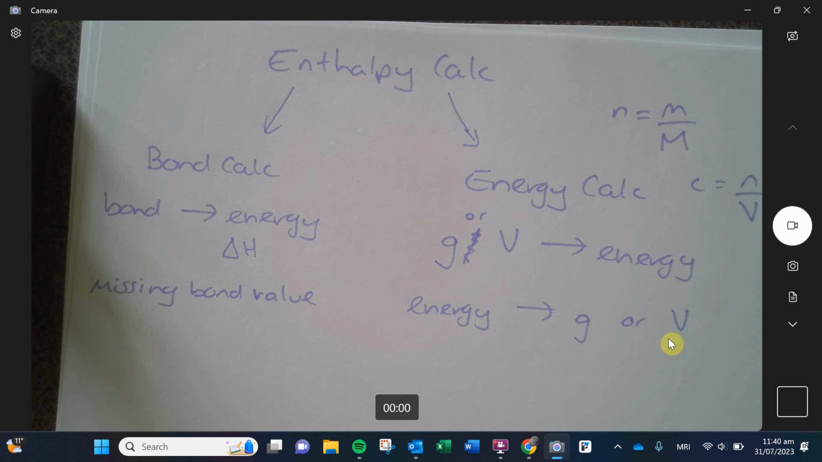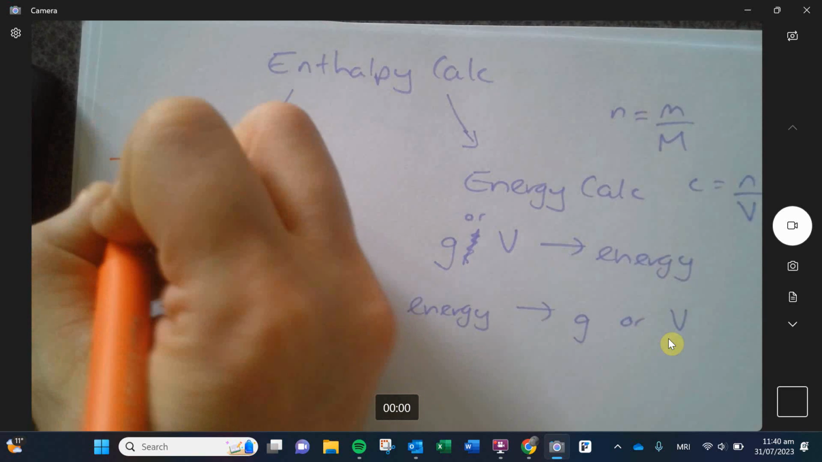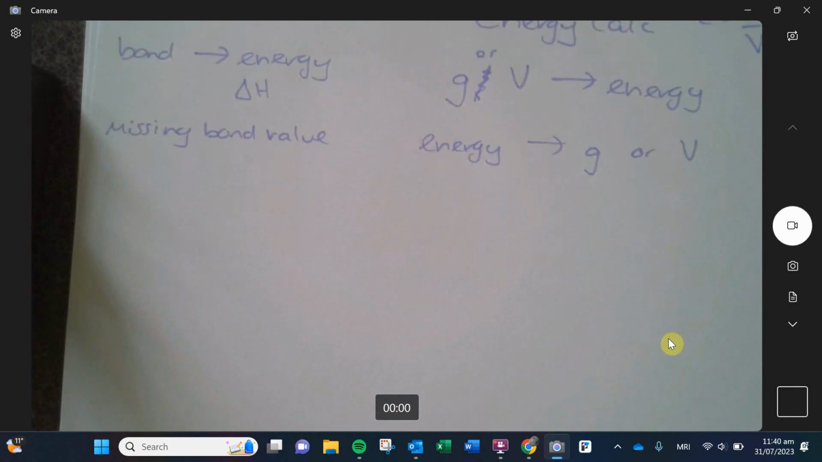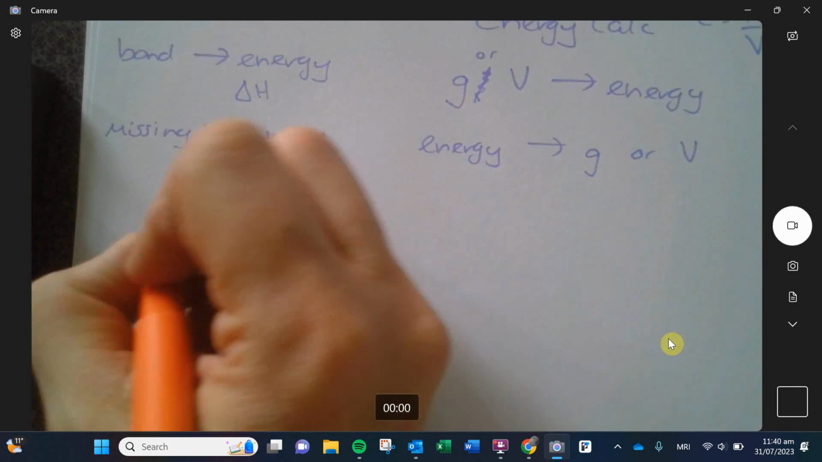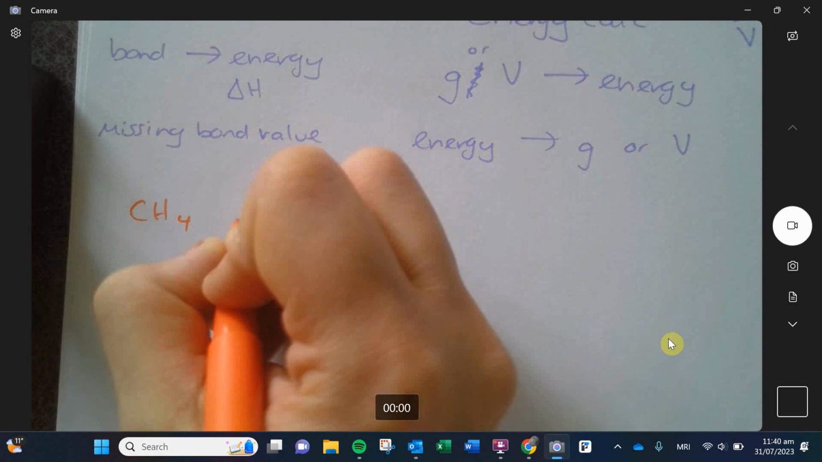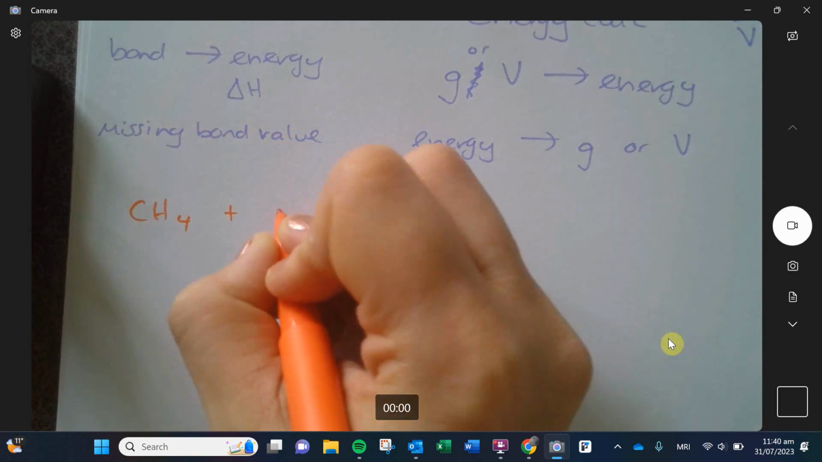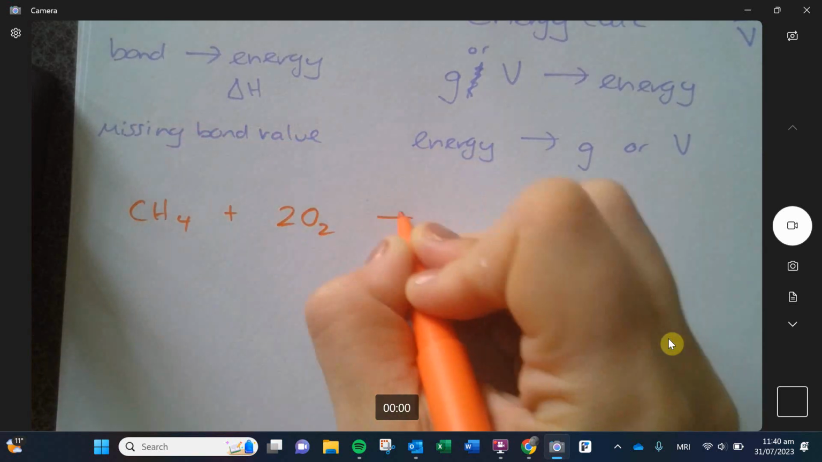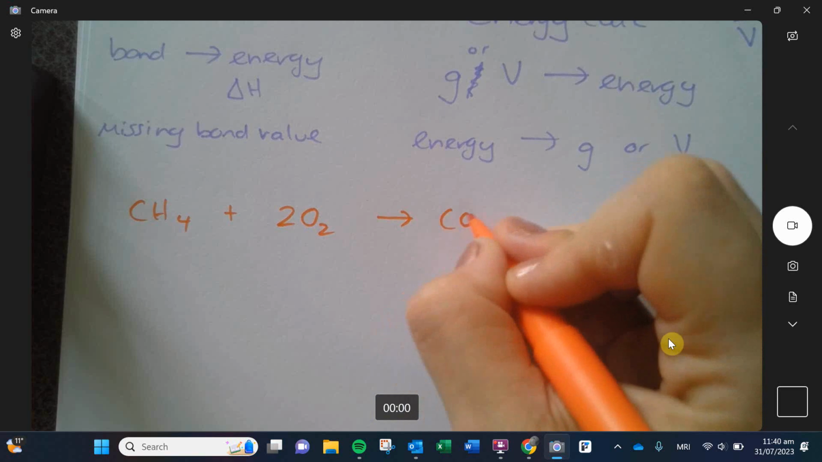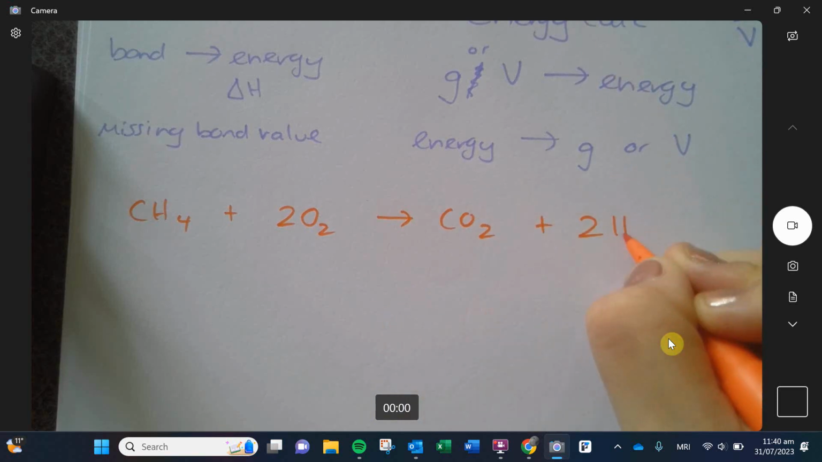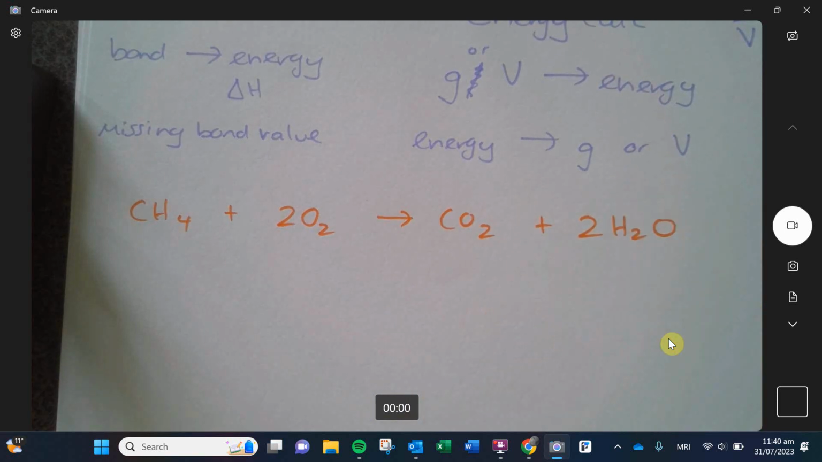Cool. All right, keep going. All right, so let me show you an example of what this will look like. So with the bond calculation one, what they're going to do is they'll give you an equation. Say, for example, methane gas that's burning to make carbon dioxide and water. So they'll give you the chemical equation.